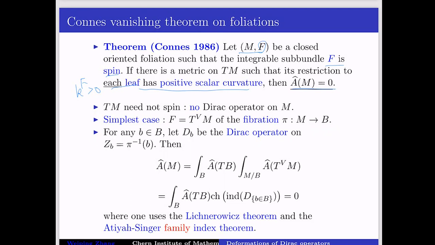So the interesting point is that here you only assume F is spin. So the manifold M need not be spin, so there will be no Dirac operator, and the A-hat genus is not a priori an integer. Of course, by the theorem it is zero, so it's an integer, but not a priori. In the simplest case, when F is the vertical bundle of a fibration, then for any point on the base, we take D to be the Dirac operator on the fiber. Then the A-hat genus, by definition, you can write this way, and then by the Atiyah-Singer family index theorem, this would equal this one. But on each fiber you have positive scalar curvature, so the index equals zero. So the index bundle would be zero, and the Chern character would equal zero, so you get zero.